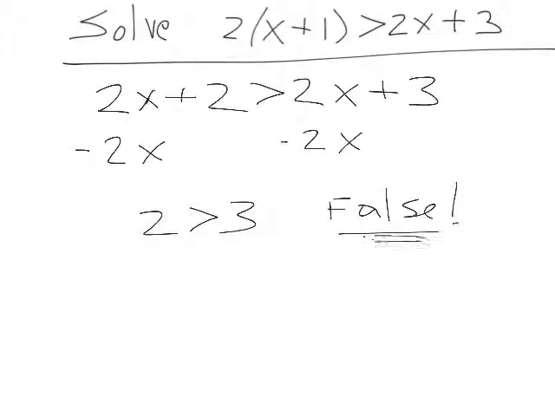So if you ever try to solve one of these, you end up with a false statement like that, like 2 is greater than 3, or 0 is greater than 1, or something like that. It means that there's no solution. There's no x that we can plug into that initial inequality to make that a true statement. So that's what would happen if you had an inequality with no solution.